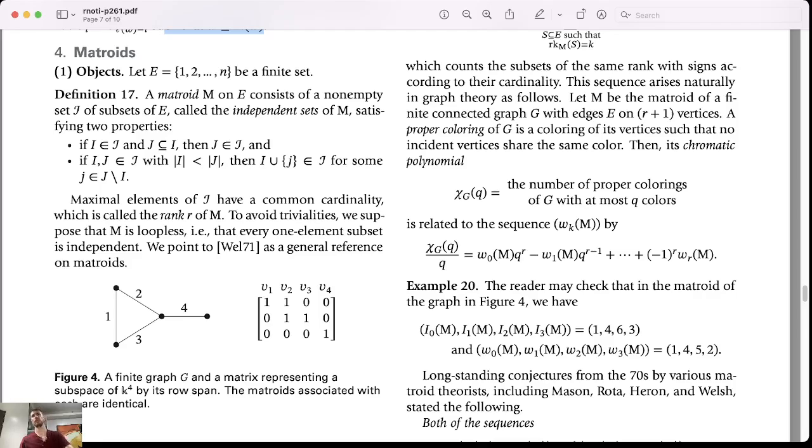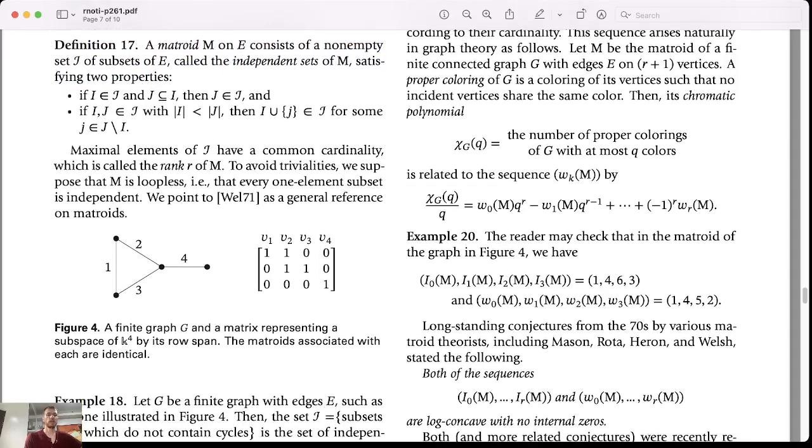The next big family of examples is matroids. Objects. Let E equals 1 through n be a finite set. Definition. A matroid M on E consists of a non-empty set 𝓘 of subsets of E called the independent sets of M, satisfying 2 properties.